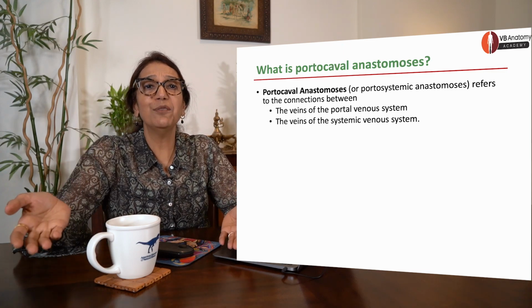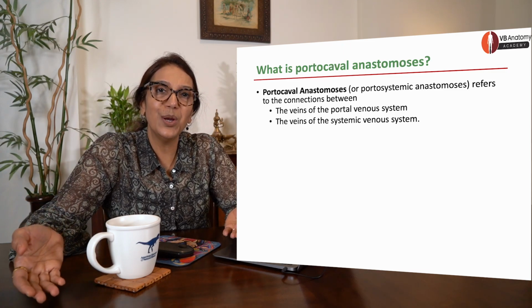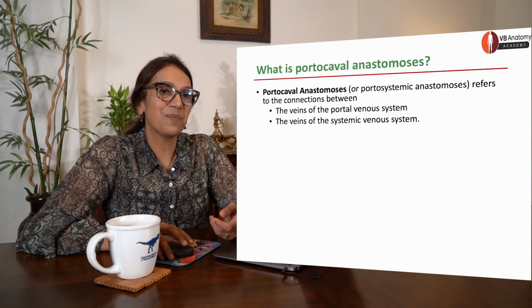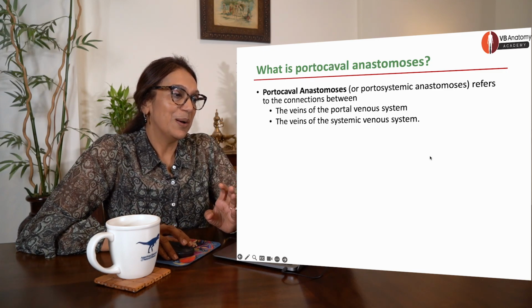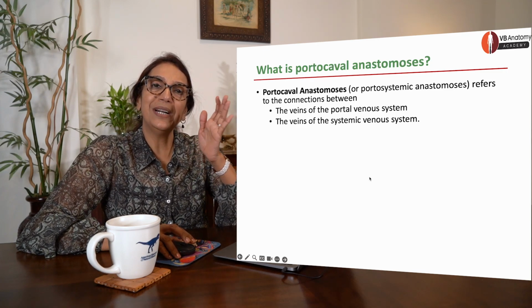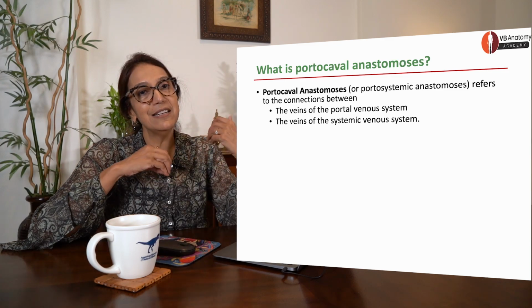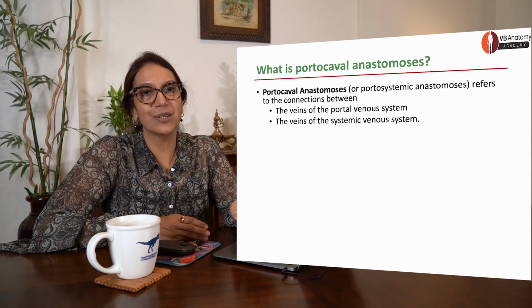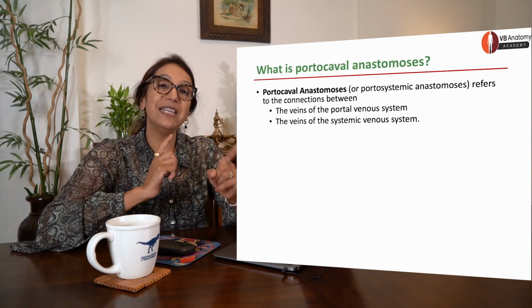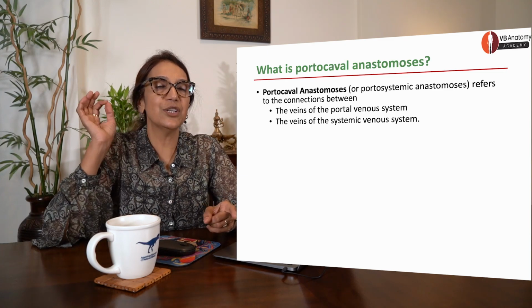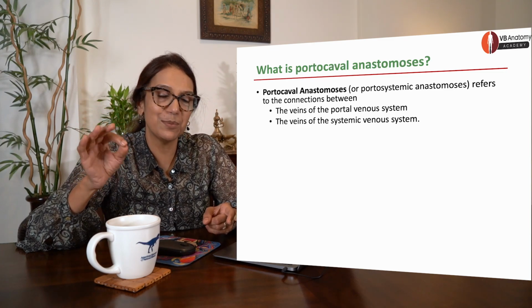So question number 1, the most important. What the hell is portocaval anastomosis? What's going on? Let's understand. There is a portal venous system which is draining blood from your gut, and there is the rest of the systemic circulation. There is a connection between these two, and these connections are called portocaval anastomosis.